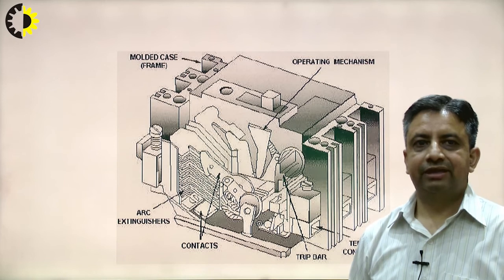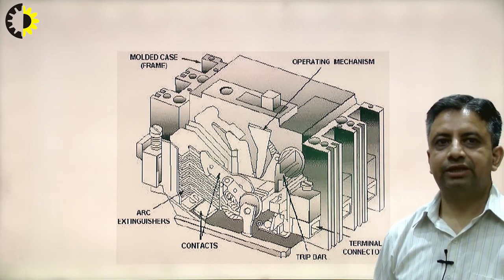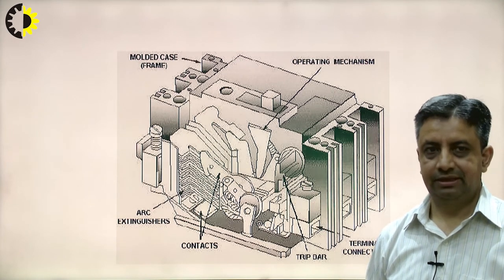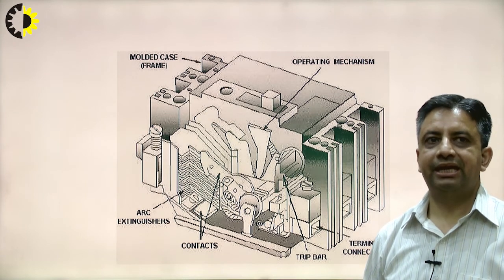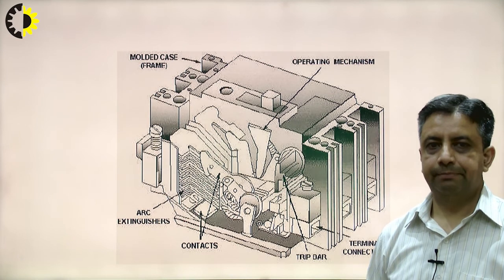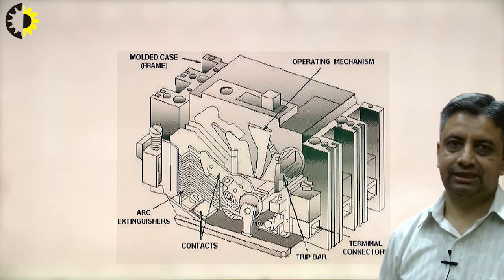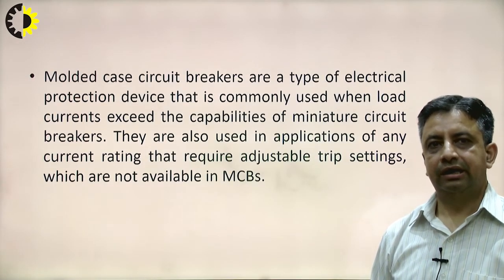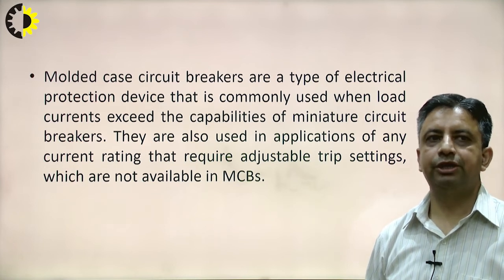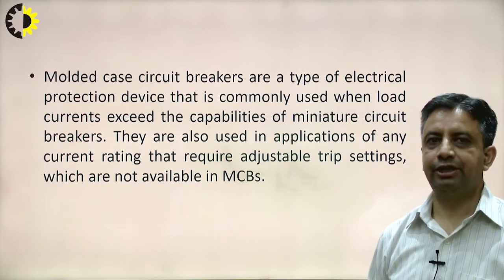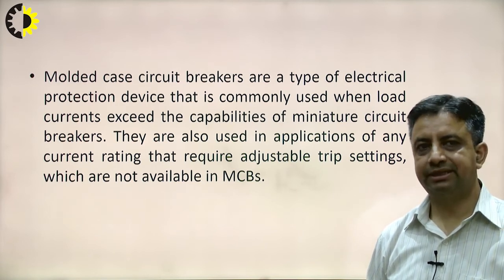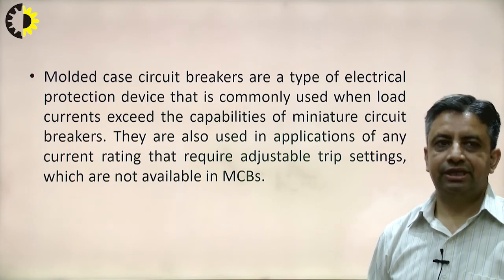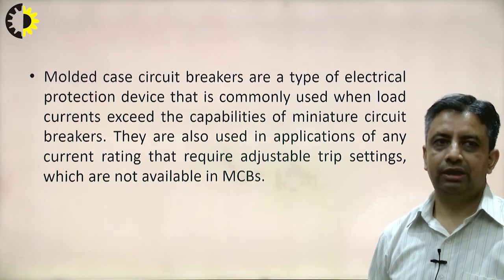Now this is the figure for this particular MCCB. As you can see, the size of this MCCB is bigger as compared to the MCB. All these operating mechanisms, the arc extinguisher, trip bar and terminal connectors were also present in the MCB. Now MCCBs are a type of electrical protection device commonly used when the load current exceeds the capability of an MCB. As I told you, MCBs are used for household applications, and for industrial applications where the requirement is quite high, we generally go for this MCCB.